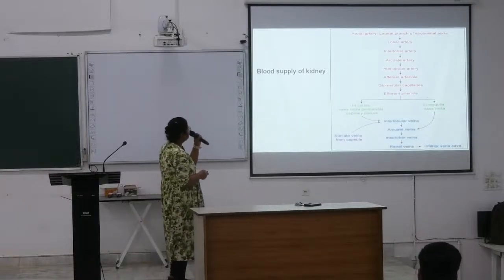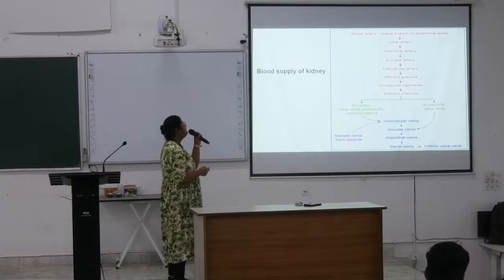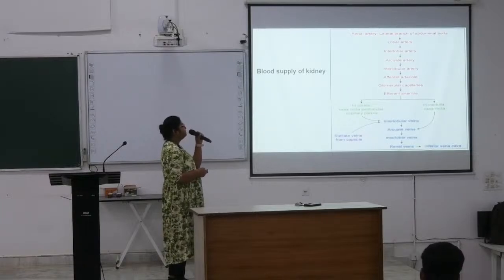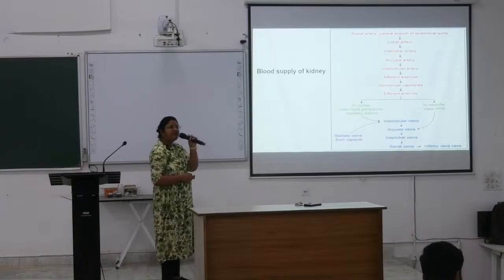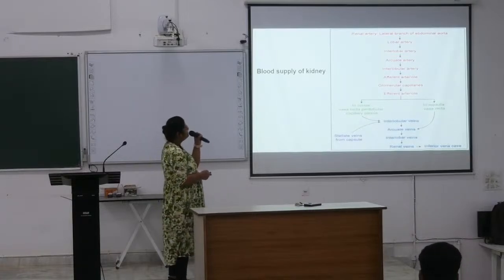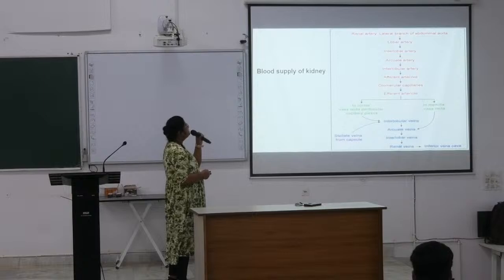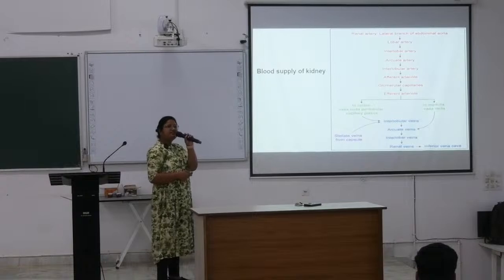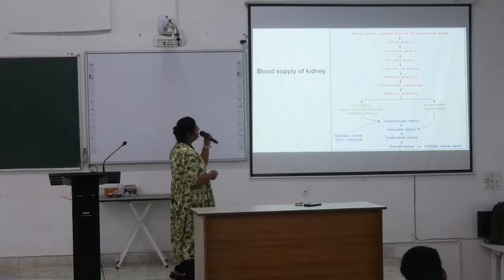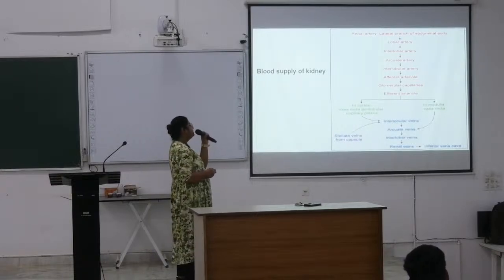So you remember this flow chart. The renal artery is a lateral branch of the abdominal aorta. In the dissection class, you have seen the renal artery, and from the renal artery it gives the lobar artery. For each lobe or segment of the kidney, there are 5 segments in each kidney. Okay, one artery for each segment. Then from the lobar artery, it gives the interlobar artery.